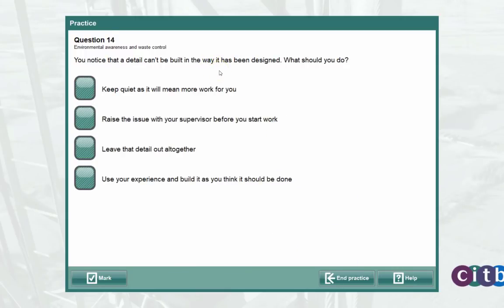You notice that a detail can't be built in the way it has been designed. What should you do? Keep quiet, as it will mean more work for you. Raise the issue with your supervisor before you start work. Leave that detail out altogether. Use your experience and build it as you think it should be done.